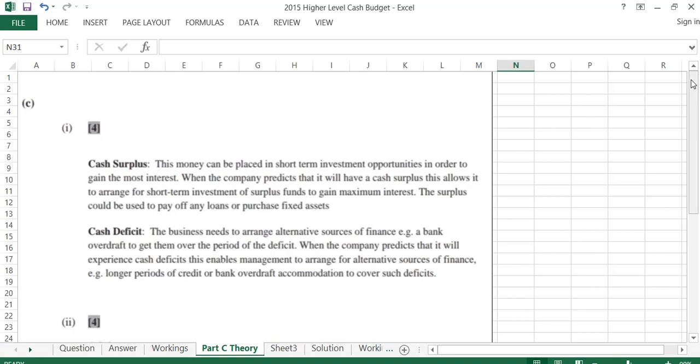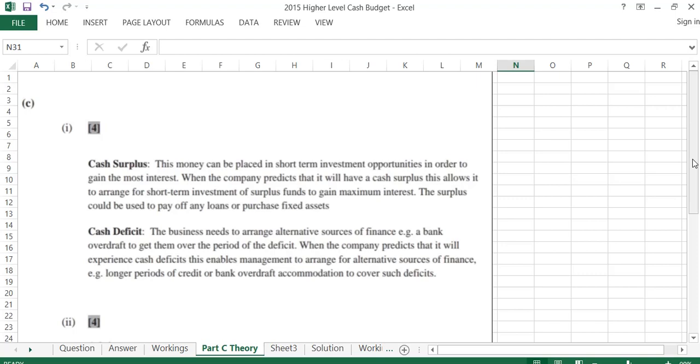When the company predicts that it will have a cash surplus, this allows it to arrange for short-term investment of surplus funds to gain maximum interest. You get better interest rates if you invest the money. The surplus could be used to pay off any loans or purchase of fixed assets also. If they have a cash deficit, if they're down cash, the business needs to arrange alternative sources of finance, for example a bank overdraft, to get them over the period of deficit. When the company predicts that it will experience cash deficit, this enables management to arrange for alternative sources of finance, for example longer periods of credit from the creditors or a bank overdraft accommodation to cover such deficits.